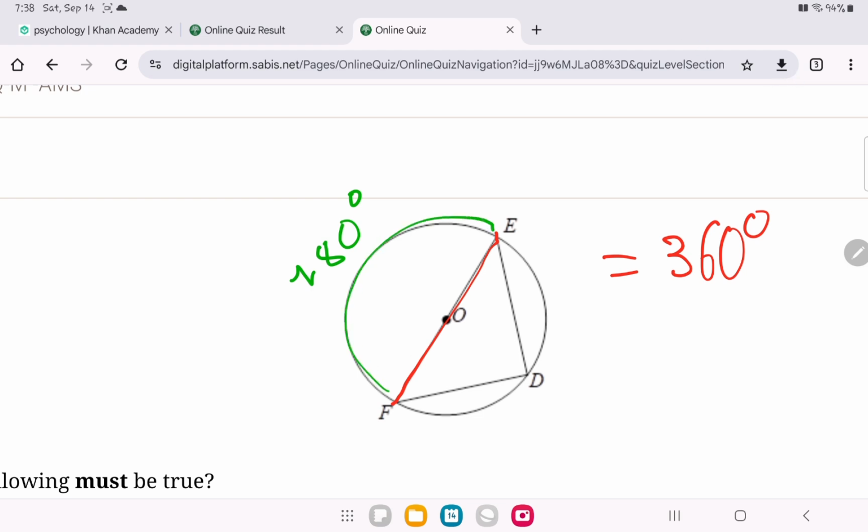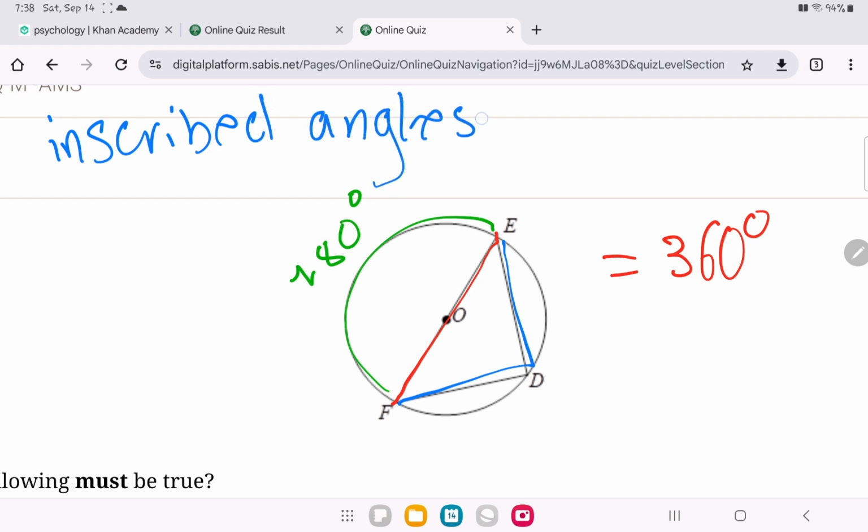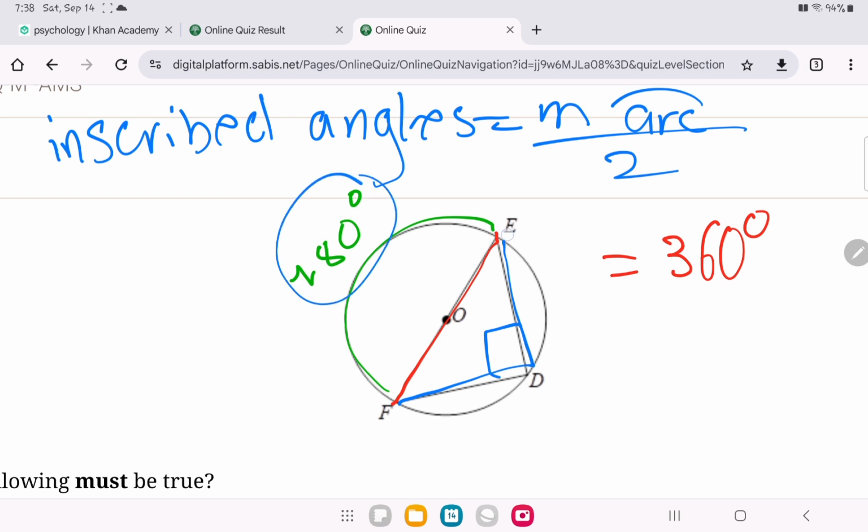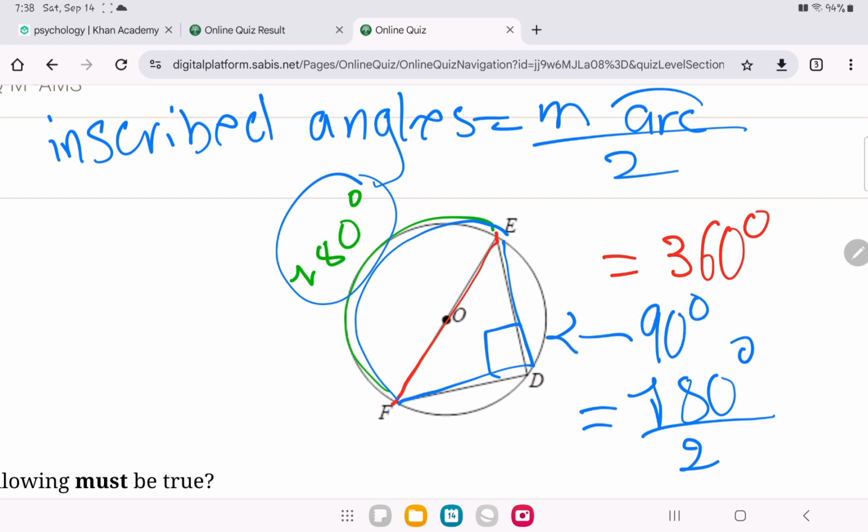Okay, and another thing we can notice is that there's an inscribed angle. And the rule for inscribed angles is the measure of the arc over 2. So to find the measure of the inscribed angle EDF, we have to take the measure of the arc that it touches, which is this arc, okay? It is 180 degrees, but then we divide it by 2. So we get that this angle is 90 degrees, or it is right.